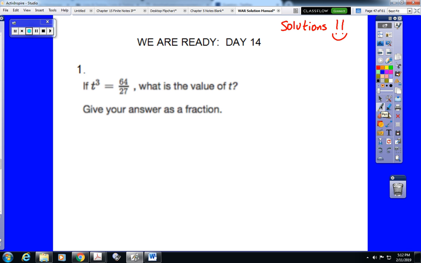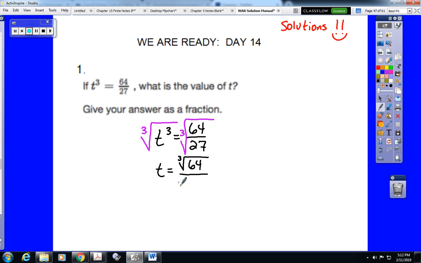Here we have: if t cubed equals 64 over 27, what is the value of t? Well, if t cubed is equal to 64 over 27, then in order to get t, we need to get rid of that third exponent, which means that we need to take the cube root. Now, when you take the cube root of a fraction, you're really taking the cube root of the top number and the cube root of the bottom number.